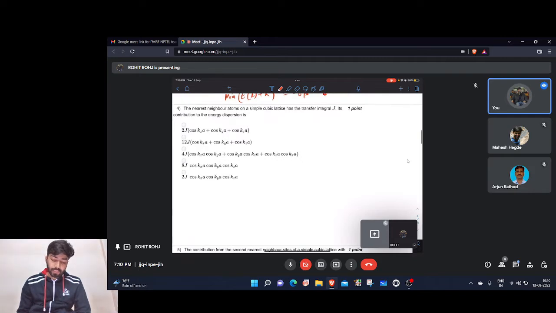Now the fourth question says that the nearest neighbor atoms on a simple cubic lattice has the transfer integral J. So we have to find its contribution to energy dispersion. Now, as we have noted above, E of k is given by summation over n of the transfer integral, magnitude of the lattice translation vector, multiplied by e to the power minus i k dot r of n. Now in case of nearest neighbor, let me draw a cubic lattice and then we can easily find it out.